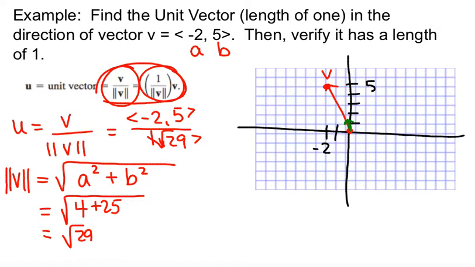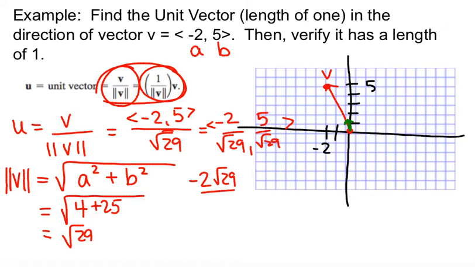All right. That's kind of messy there. Let's rewrite that. All right, over the square root of 29. Now what we do is we go ahead and separate this out as -2 over the square root of 29, 5 over the square root of 29. Now, we have to rationalize those. So it's going to be -2 square roots of 29 over 29, comma, 5 square roots of 29 over 29. And again, we want to leave this in component form.